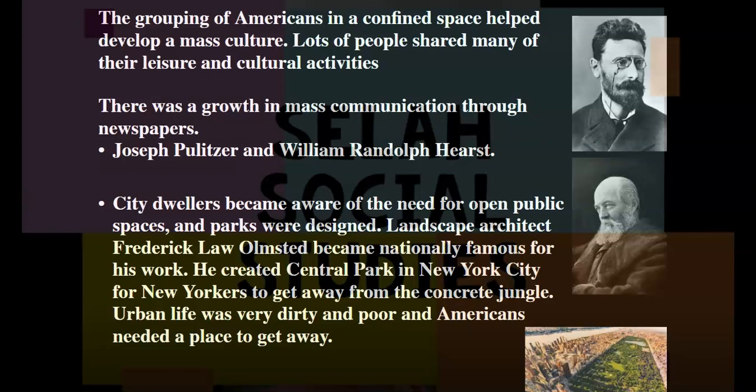Olmsted built Central Park for New Yorkers to get away from the concrete jungle. Urban life was very dirty and poor, and Americans needed a place to get away. And Central Park was that place.